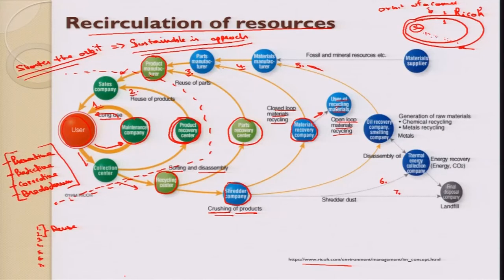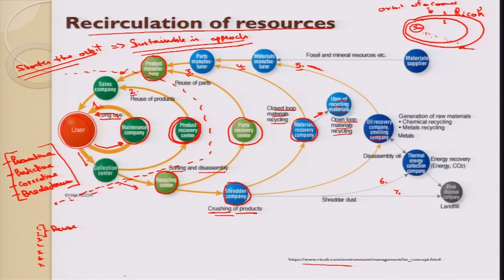It might not come back to the same product, but it can be used anywhere they feel it is possible. So next, orbit number 5 is when this shredder company crushes the product and sends it to the smelting company, which is an oil recovery company. Actually, they generate raw materials like chemical recycling, metal recycling, all those things happen here. So they can again send it back to the materials manufacturer and it could go back again.